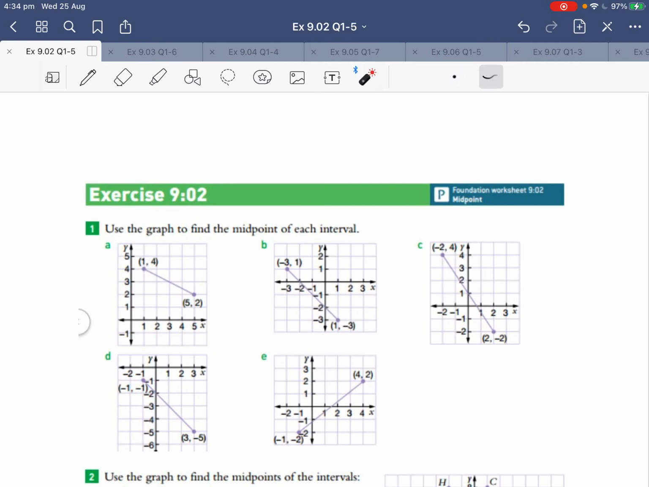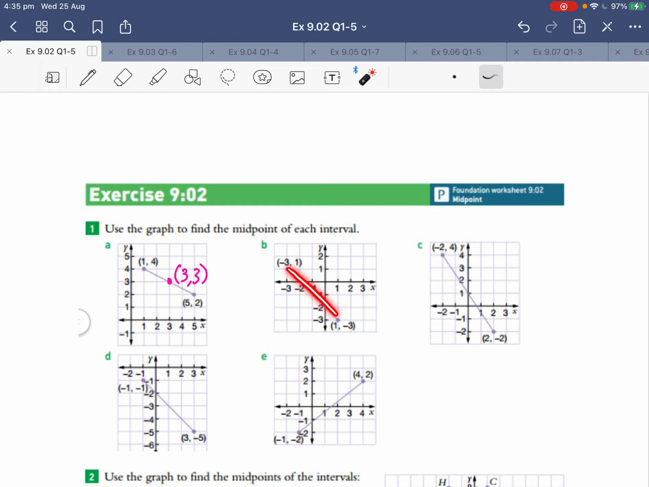So if we look at this graph, to find the midpoint, we can visually see that the middle of this line is here at this point. So we can put a dot here and we want to find those coordinates. So the coordinates of this point is 3, 3.